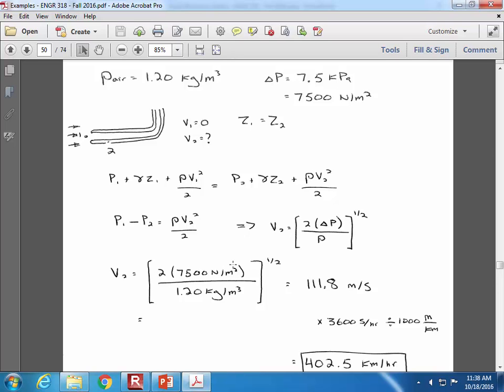So 2 times the pressure difference divided by the density of the gas, square root of that, gives 111.8 meters per second. Then we go from meters per second into meters per hour by multiplying by 3,600. And then we go from meters per hour into kilometers per hour by dividing by 1,000. End up with 402.5 kilometers per hour. And I think that ends up being faster than a Cessna is capable of flying. So I think that this pitot tube and the gauge will work just great.